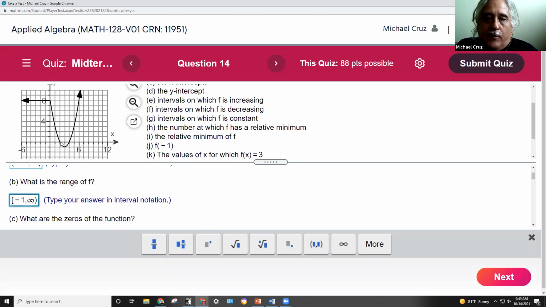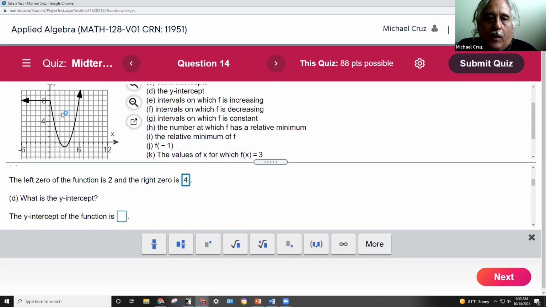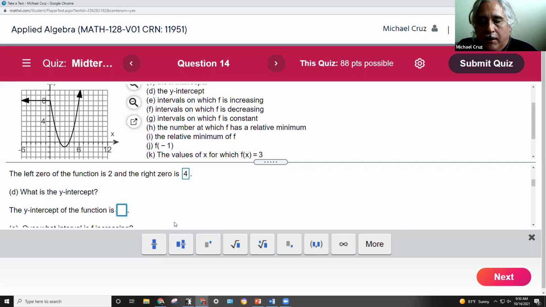What are the zeros? Well, the zeros is where it crosses. So this would be 0, 1, and 2. Oh, they even tell us that. So 2, 3, 4. So the other 0 is 4. The y-intercept is up here. That's 8. They don't say ordered pair.